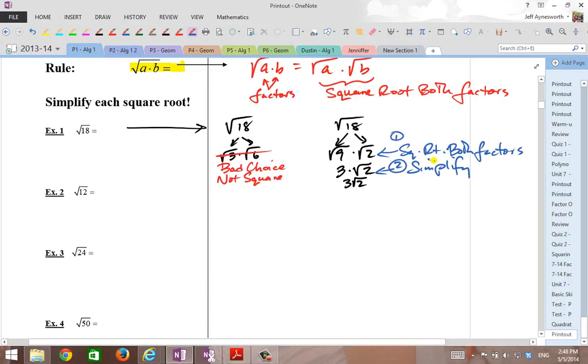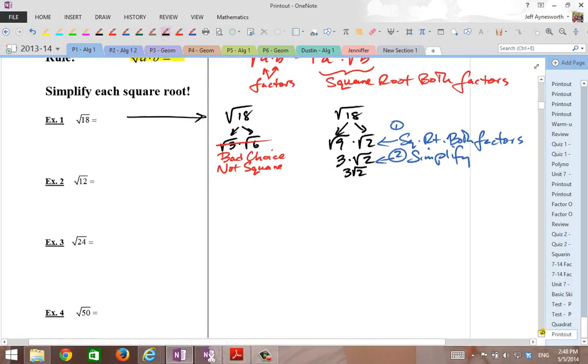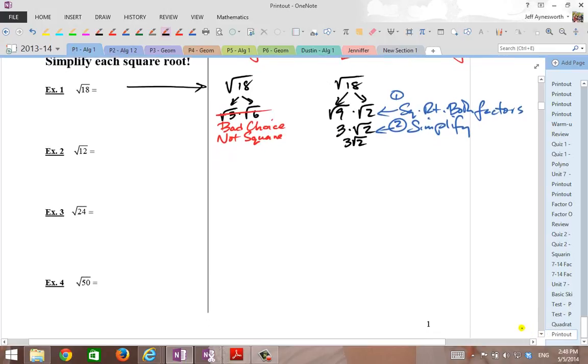And that's all you do. The way you say this is 3 root 2. We say 3 times radical 2, or 3 rad 2, or 3 root 2, or 3 times the square root of 2. All the same number. It's a 2-step procedure: you square root both of the factors, and you simplify. And that's how the game is played. The only hard part comes in when the numbers get big, like 3-digit numbers. We'll talk about that later.